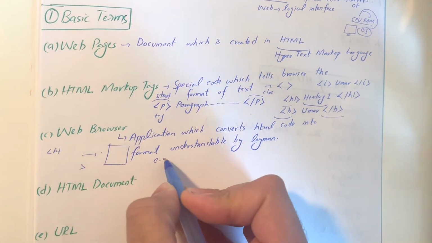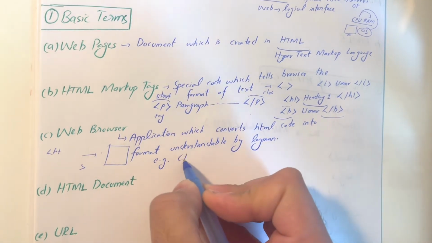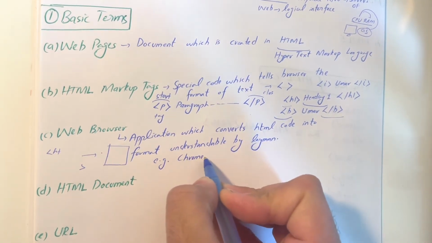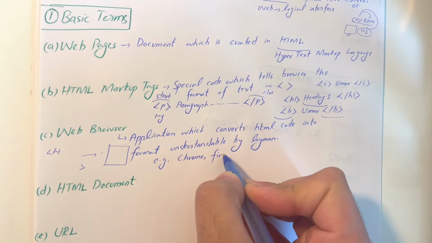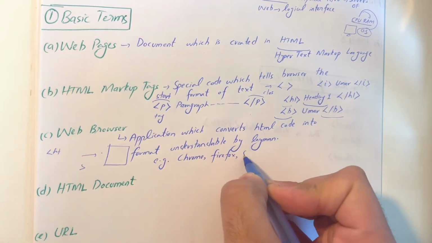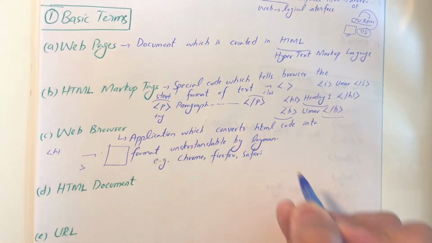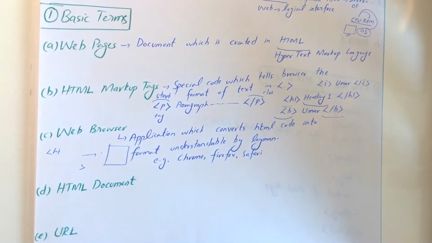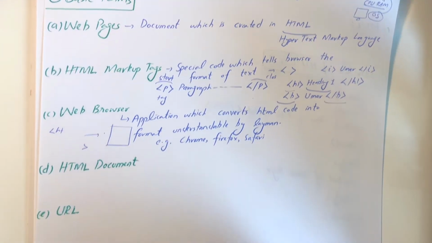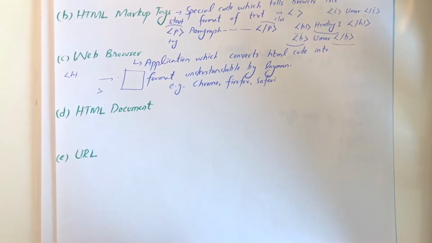Examples of browsers are Google Chrome, Firefox, Safari, and there are many other browsers, Internet Explorer, and Internet Edge currently.